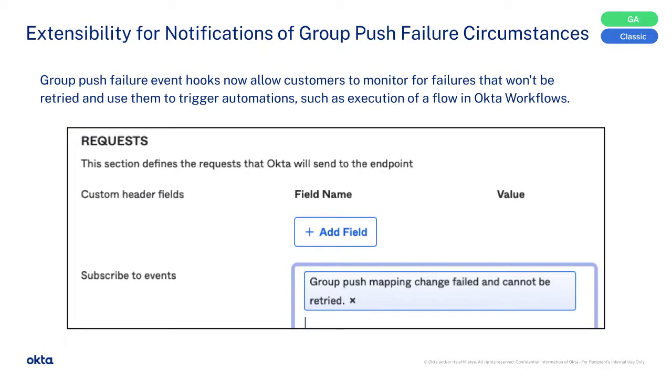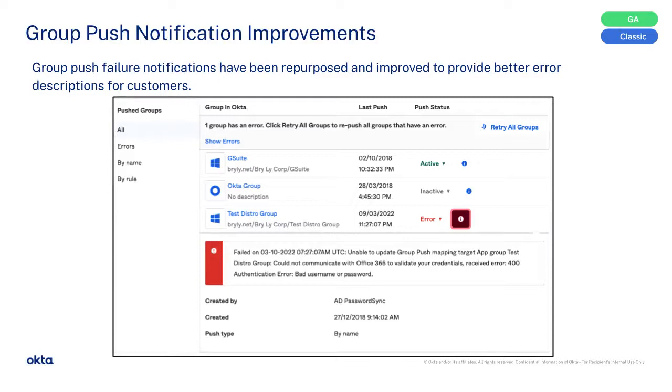Group push failure event hooks now allow customers to monitor for failures that will not be retried and use them to trigger automations, such as execution of a flow in Okta Workflows. Group push failure notifications have been repurposed and improved to provide better error descriptions for our customers.